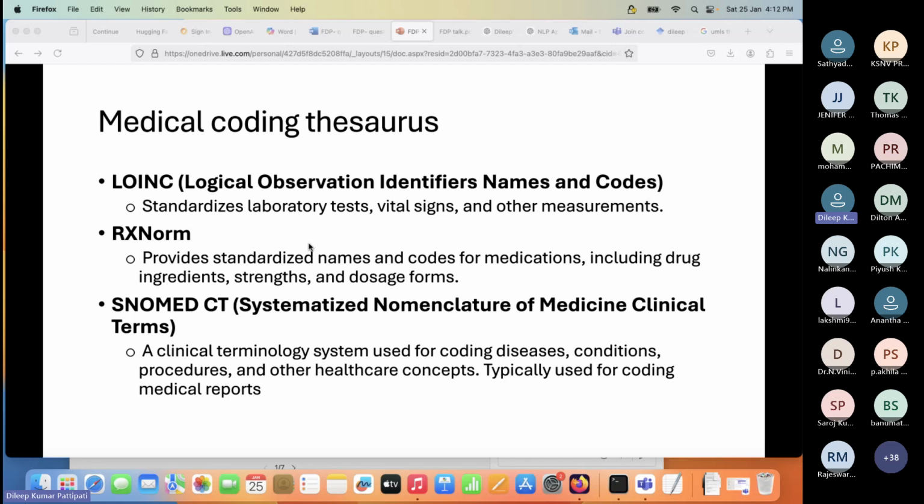Another database is SNOMED CT. This is a clinical terminology system used for coding diseases, conditions, different medical states, and procedures. This is essentially helpful to code a medical record. Whatever things you frequently encounter in a medical record, to code them in a uniform way, we have something called SNOMED CT.